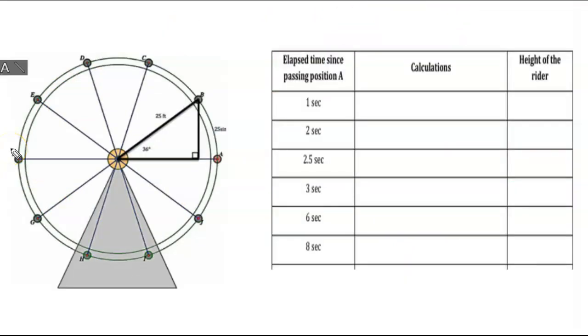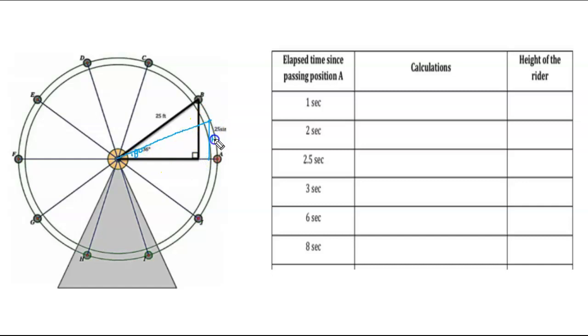So if we are looking at these times, 1 second. If I've only traveled for 1 second, we know that we are traveling 18 degrees per second. So this angle is going to be 18 degrees.